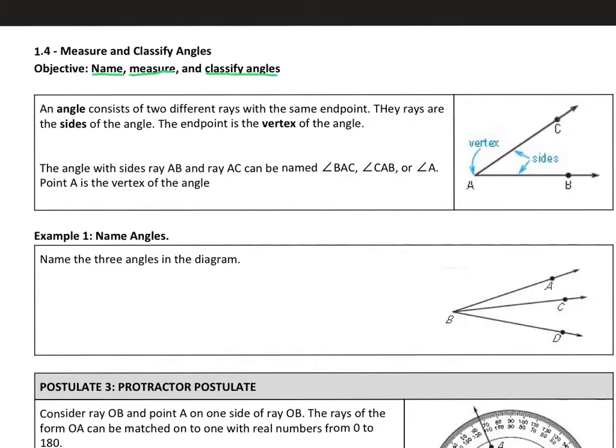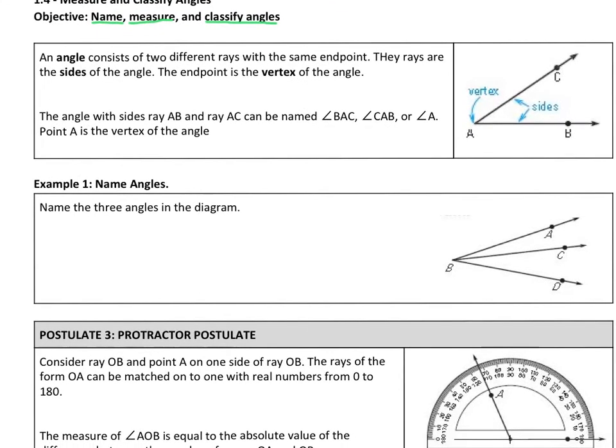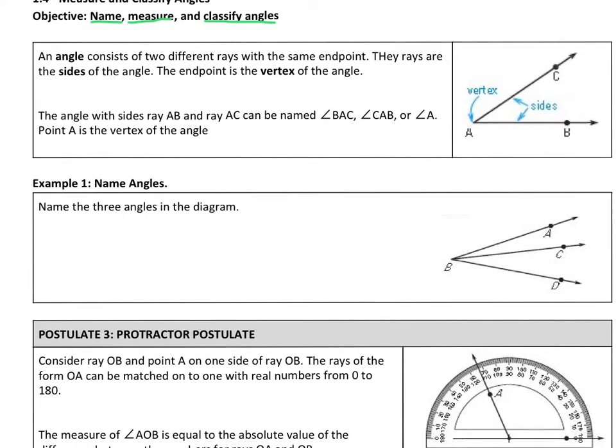So what would be helpful in order to do that is to know the definition of an angle, first of all. So an angle consists of two different rays with the same end point. A little typo here. The rays are the sides of the angle. The end point is the vertex of the angle.